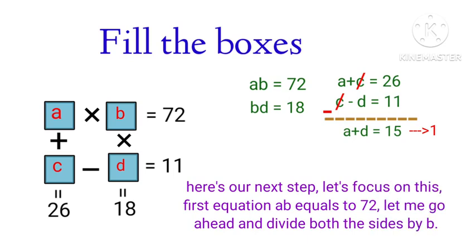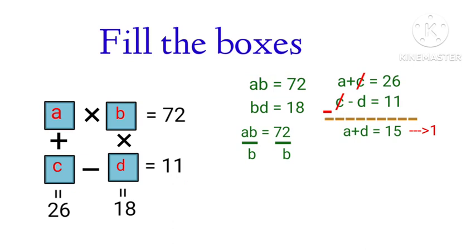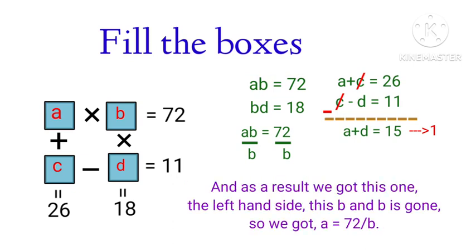Here's our next step. Let's focus on the first equation, AB equals 72. Let me go ahead and divide both sides by B. And as a result we got this. On the left hand side, this B and B are gone. So we got A equals 72 divided by B.